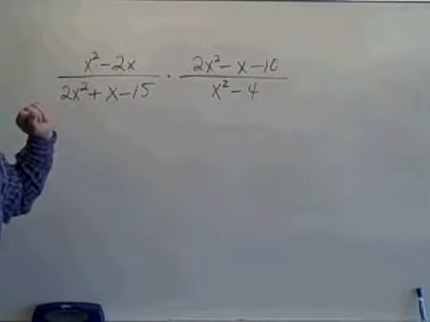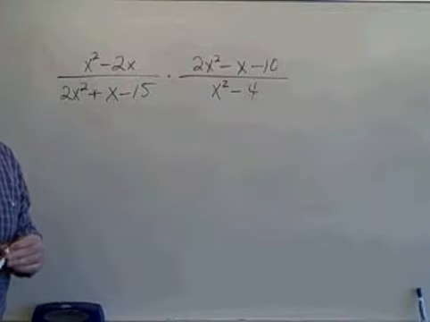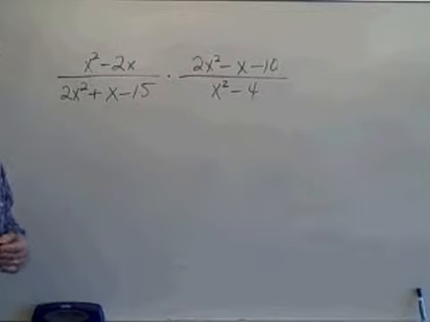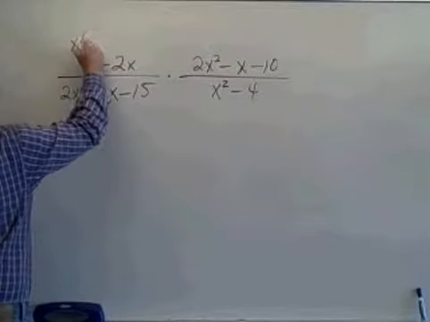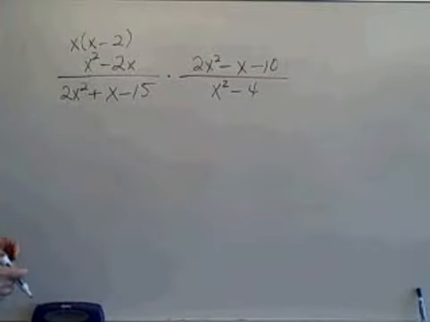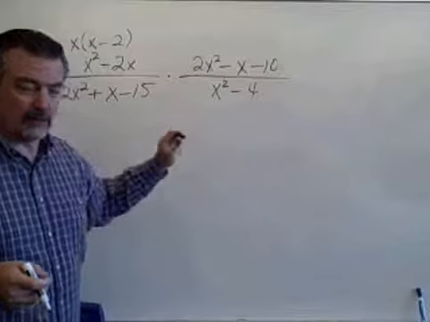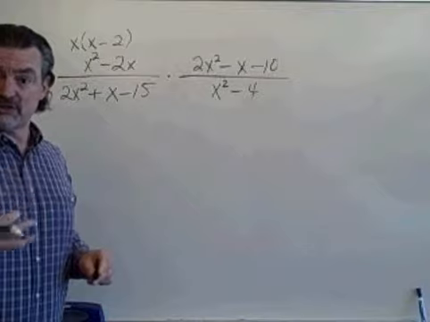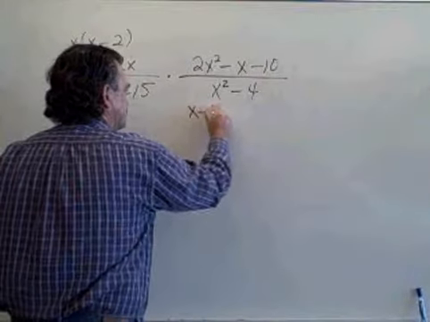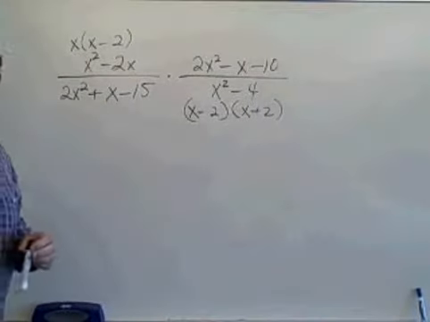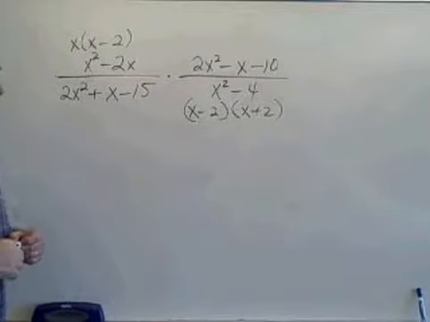If I look at this binomial, x squared minus 2x, hopefully I immediately realize that those two terms share a common factor of x. When I factor out the x, I get the product x times the binomial x minus 2. Let's consider this binomial. Hopefully we recognize that as the difference of squares. That's x squared minus 2 squared. That difference of squares factors into x minus 2 times x plus 2.